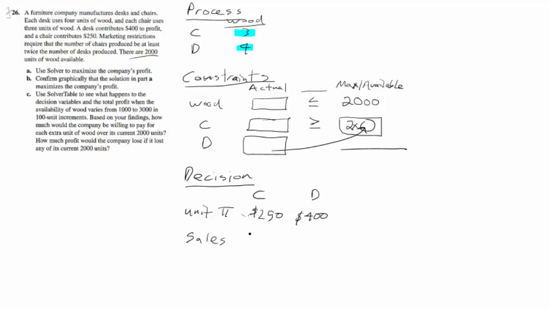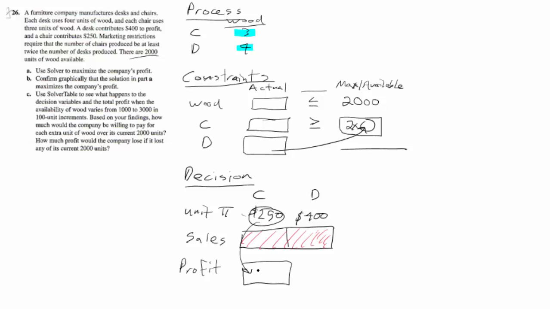Now the sales, production / sales, is going to be our decision variables. We'll highlight them in red. This is what we'll be solving for in order to maximize profits. And profits will just be a cell reference. It'll be this times this. And likewise for desks, price per desk times the amount we produce or sell.